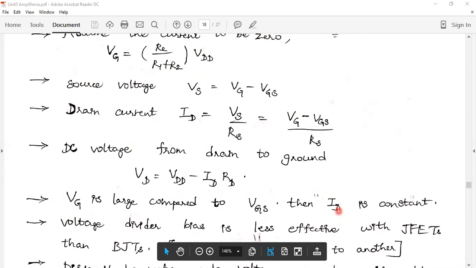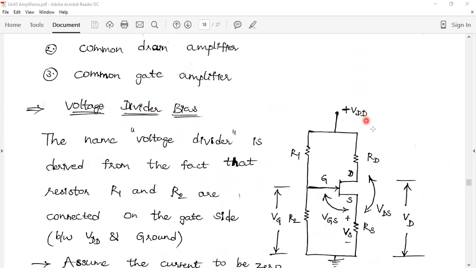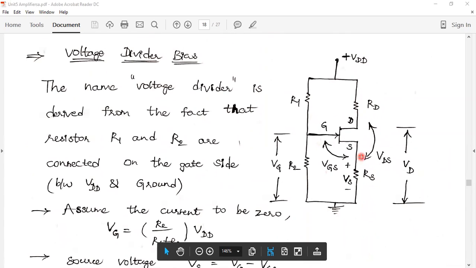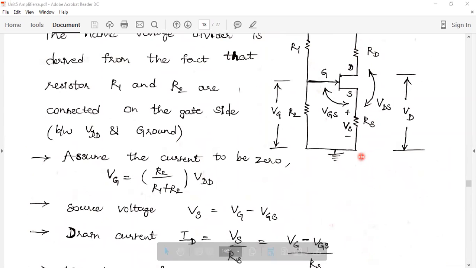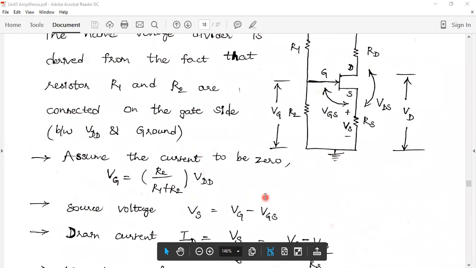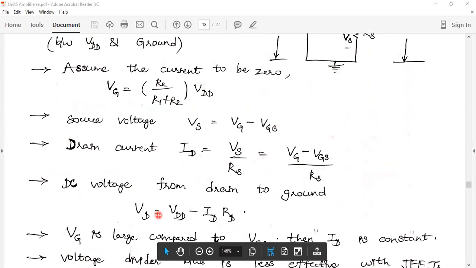Next, the DC voltage from drain to gate is given by this voltage. By using that flow of voltage, I can give the flow of current as well as the voltage. I can notate it in terms of the KVL equation, and it is given by Vd is equal to VDD.